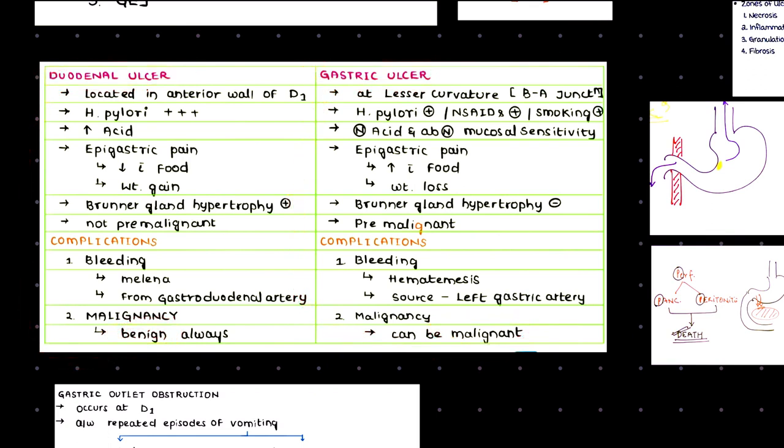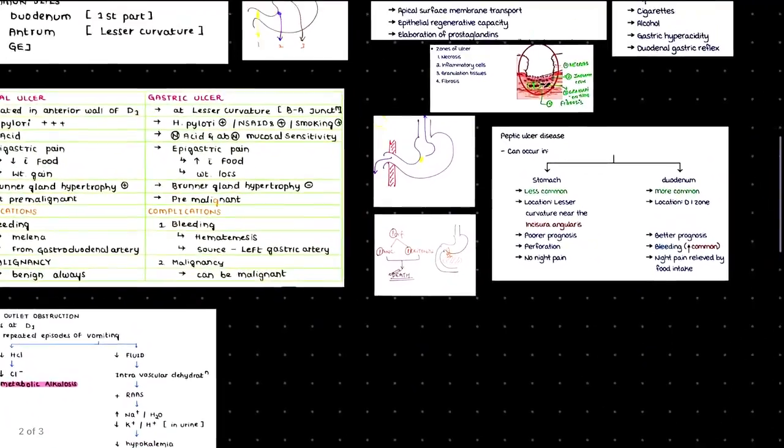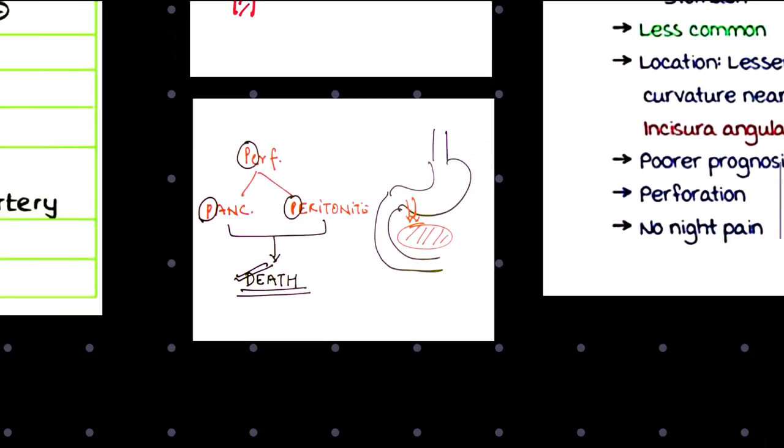Now talking about another complication, which is perforation. What is perforation? Perforation simply means a hole. Perforation mainly takes place in the anterior wall. As there will be perforation in the anterior wall, we know this is our stomach, and this is the first part of the duodenum, second, third, fourth.